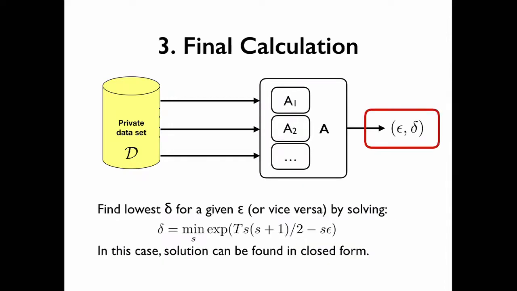And then finally, you can solve this equation we talked about to find the optimal delta for a given epsilon or vice versa. Notice that this particular equation can be solved in closed form because the moments of the Gaussian mechanism have a particularly nice functional form, but in general you might have to use grid search when you have complex mechanisms.